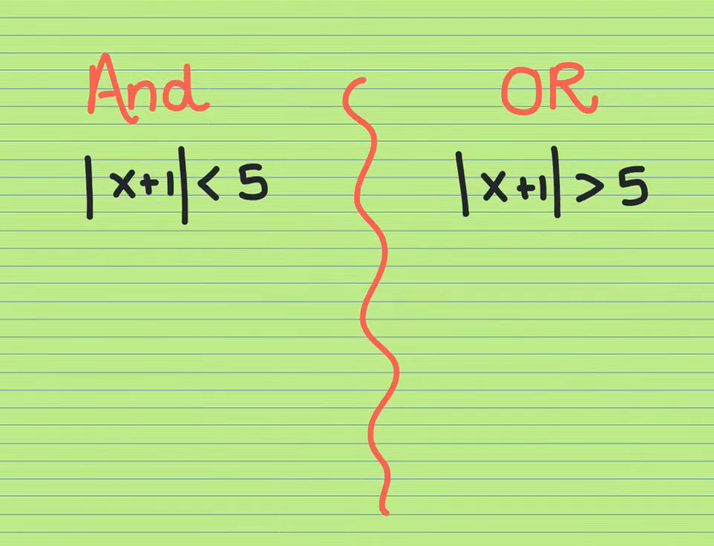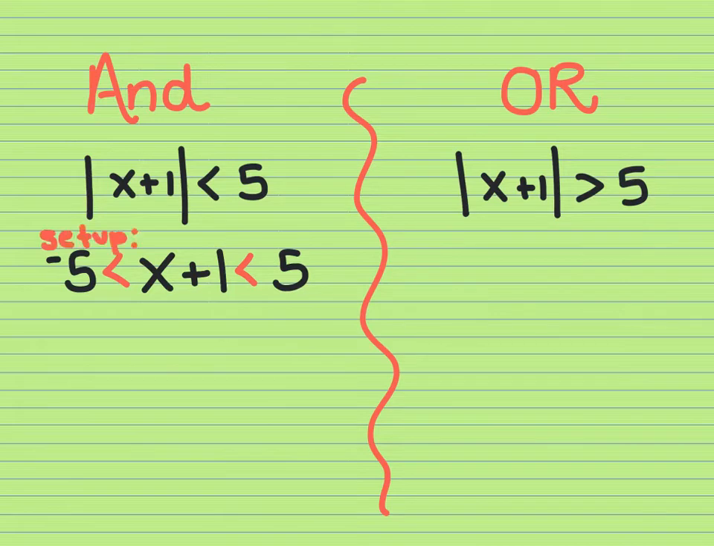Let's look at how to set up an AND. So an AND is always rewritten between, because it's nested between two values, and the two values you're going to use are 5 and negative 5. What symbols will you always use? Well, you're ranking from least to greatest, so you will always use less than or equal to. This is your setup. Whereas an OR, you write this as two separate statements with the word OR in between.